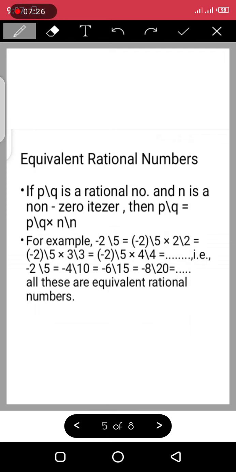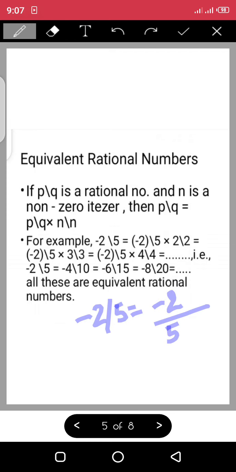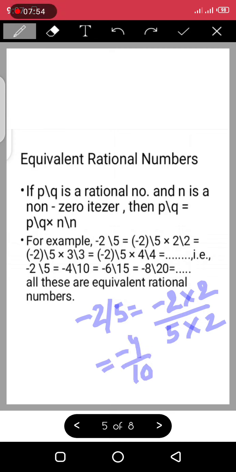So minus 2 by 5 can be written in the form p by q into n by n. That means minus 2 by 5, and here n we are taking as 2. It can be any non-zero integer. So here we are taking n as 2. So what will we get? Minus 4 by 10.